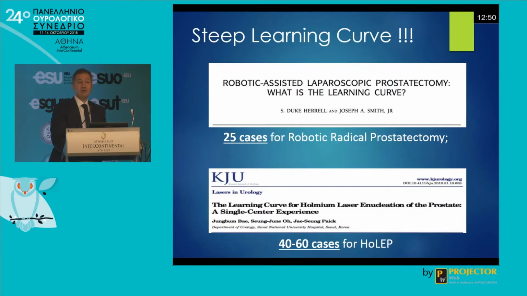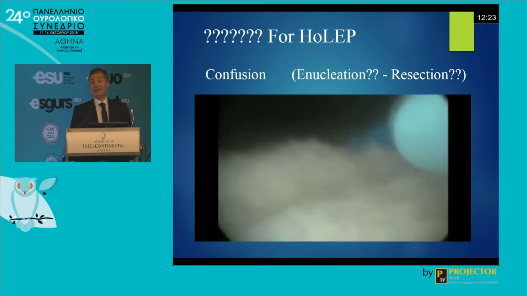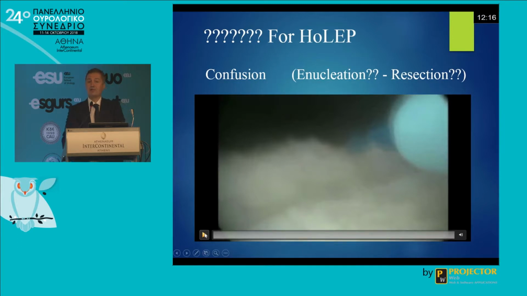But the main difficulty of HOLEP is the long, steep learning curve. For robotic radical prostatectomy, it's known that 25 cases are enough, but for HOLEP it must be approximately 50 cases. And there is a confusion for HOLEP. What does it mean?